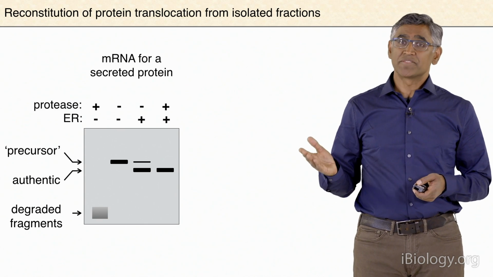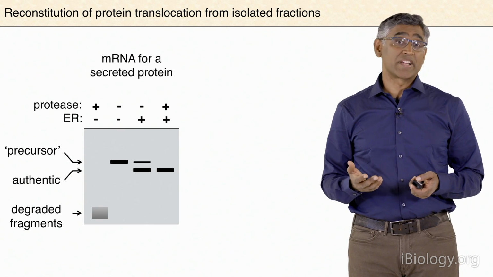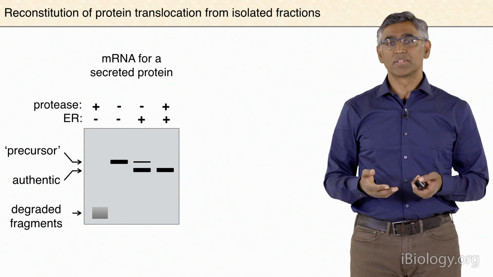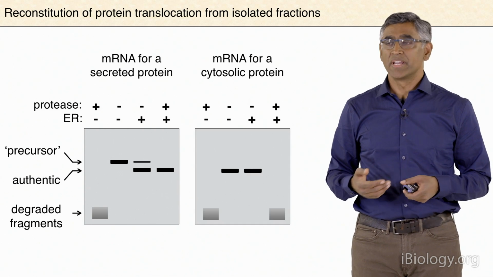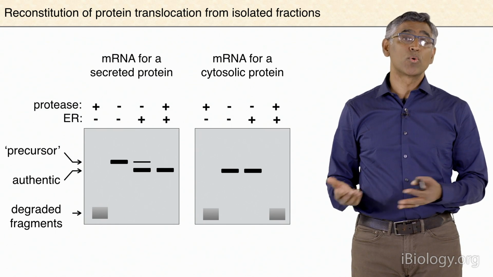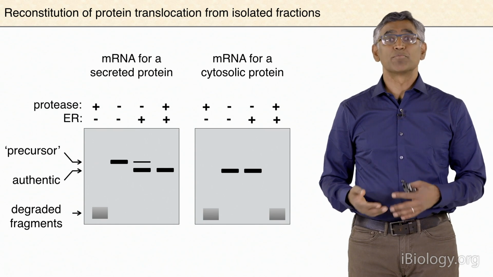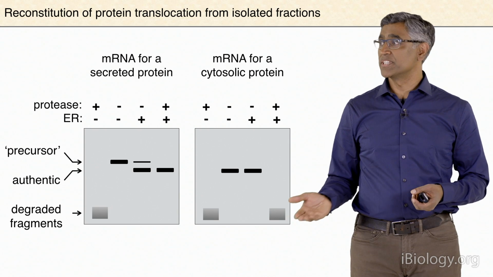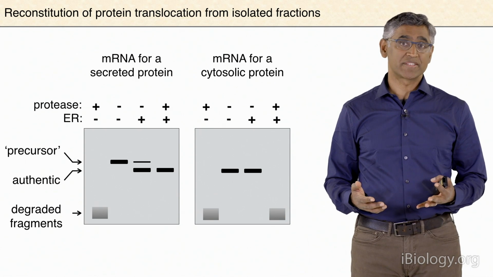Now you get a completely different result if you translate a cytosolic mRNA. For example, you can translate hemoglobin mRNA. And there you see no effect when you translate with or without the ER vesicles, and in both cases, the proteins are completely degraded to fragments when you add protease.